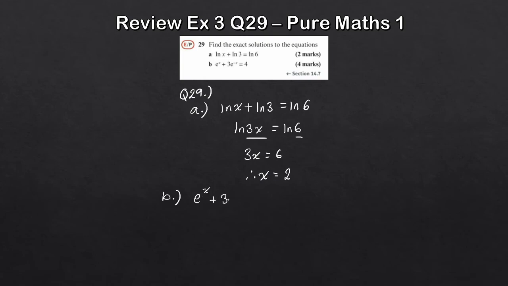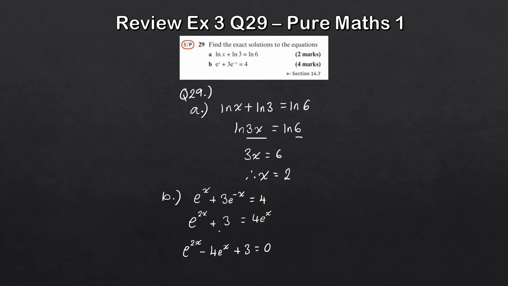e to the x plus 3e to the minus x is equal to 4. Again, this is 3 over e to the x, so first step we're going to do is multiply by e to the x. So that's e to the 2x plus 3, and this is equal to 4e to the x. So subtracting 4e to the x off both sides, e to the 2x minus 4e to the x plus 3 is equal to 0.